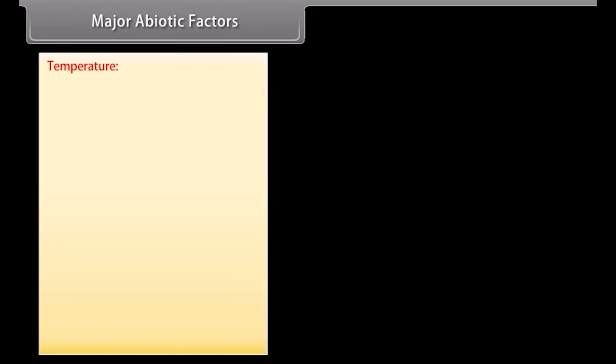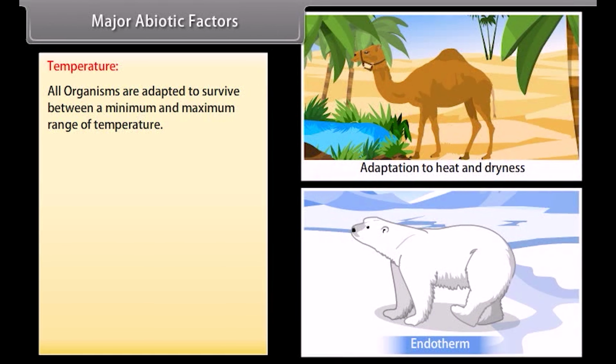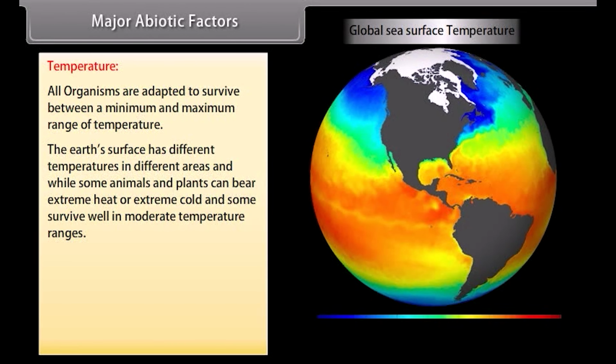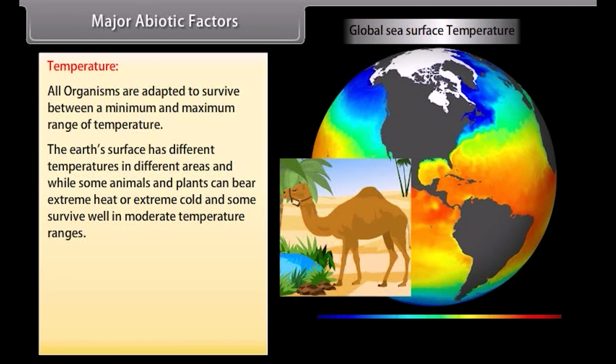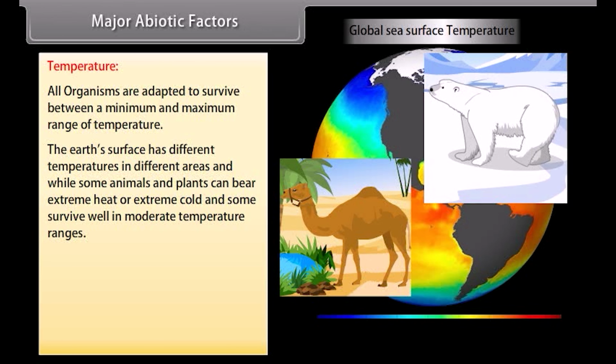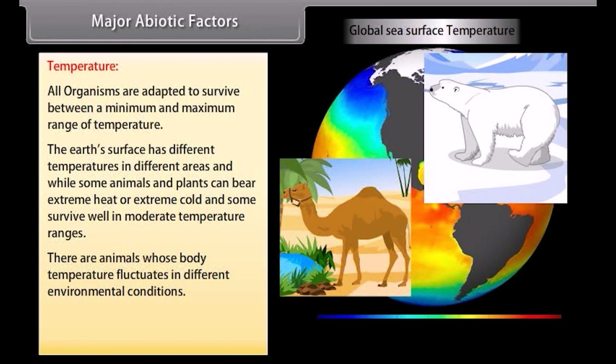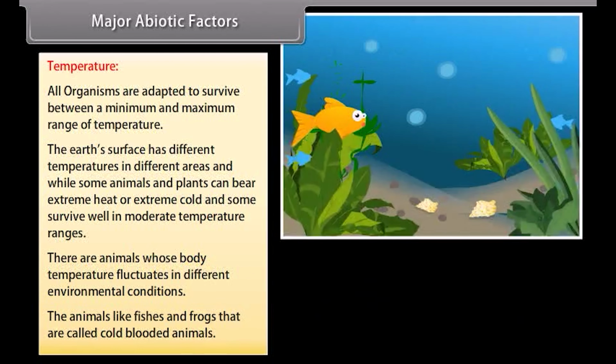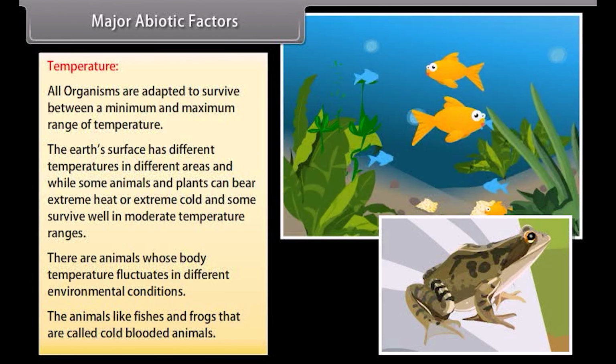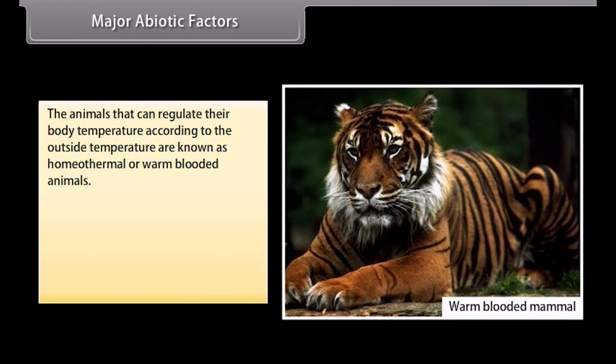Temperature. All organisms are adapted to survive between a minimum and maximum range of temperature. The Earth's surface has different temperatures in different areas. While some animals and plants can bear extreme heat or extreme cold, some survive well in moderate temperature ranges. There are animals whose body temperature fluctuates in different environmental conditions, like fishes and frogs, which are cold-blooded animals. The animals that can regulate their body temperature according to the outside temperature are known as homeothermal or warm-blooded animals.